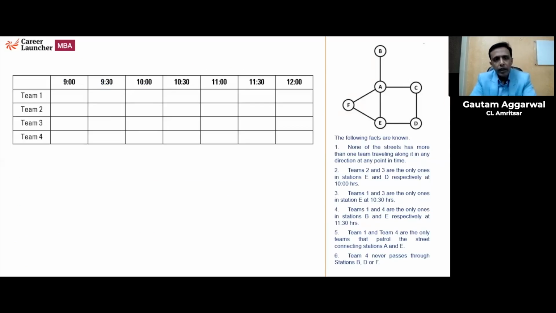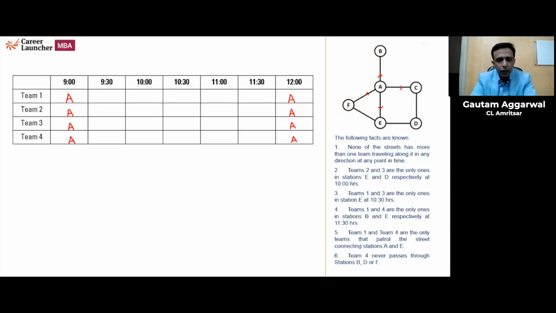From 9 to 9:30, let's say if one team is traveling from A to B, the other has to travel from A to F. Now, to begin with, let's figure out certain very basic things. Each team was at station A initially and has to finally also end up at station A. Say we had probably 4 routes available. So we are sure that from 9 to 9:30, all these 4 routes would be occupied. One team would go from A to B, another has to go from A to C, another from A to D, another has to go from A to E.